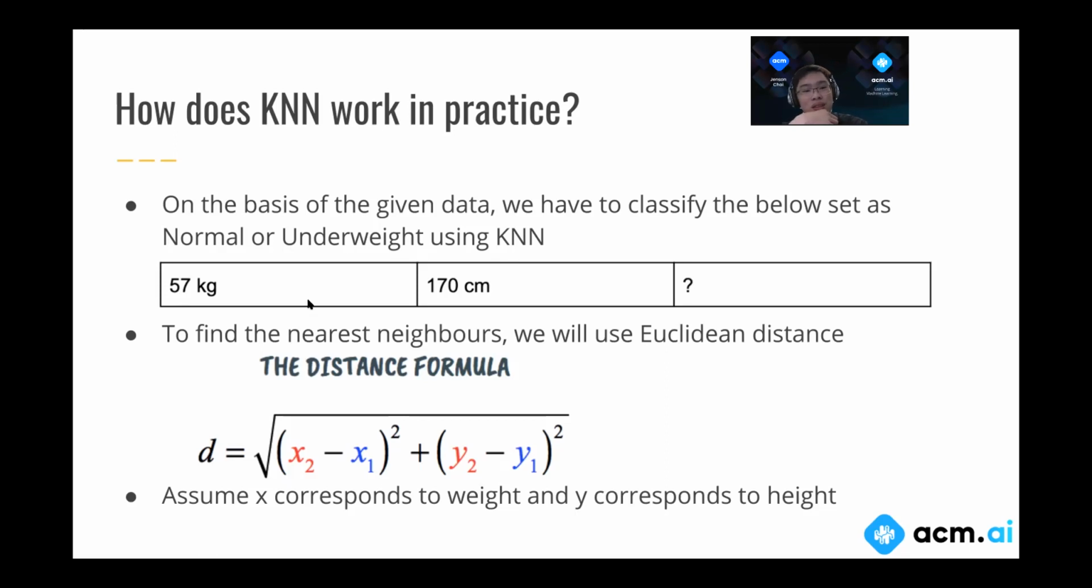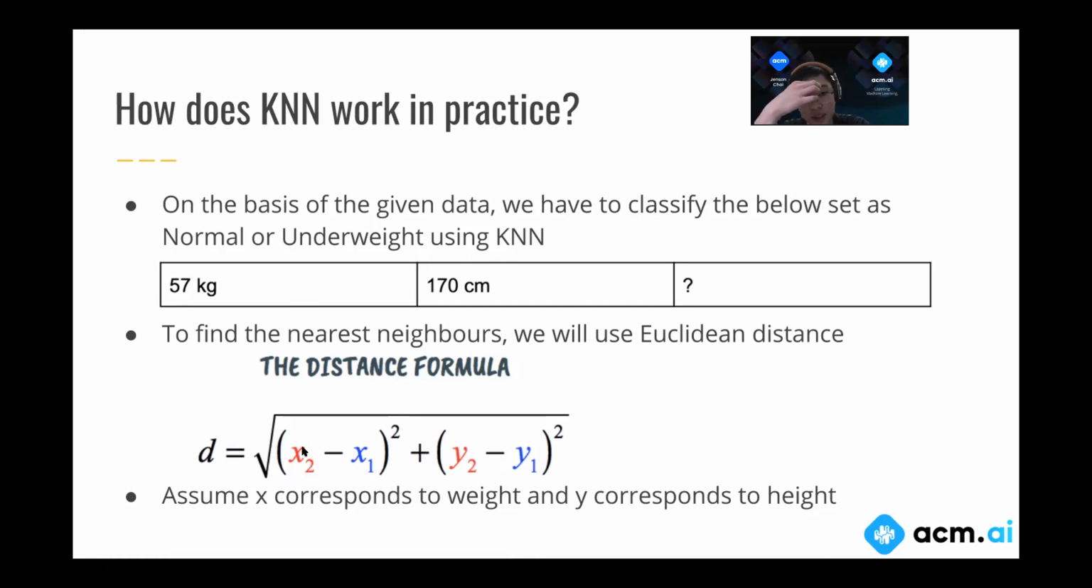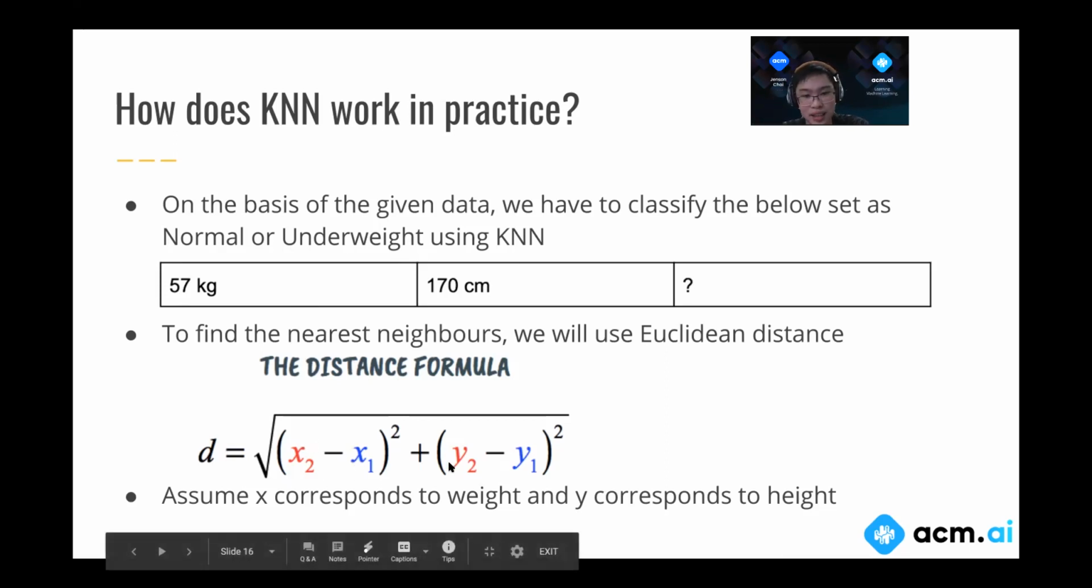To find the nearest neighbors, there are different ways to do this, but the most intuitive way is just to use the distance formula. We're basically finding the difference in weight and the difference in height, squaring each of the quantities, adding them together and taking the square root.